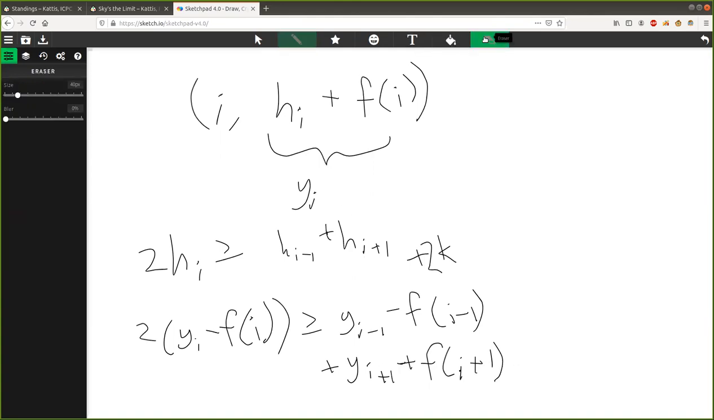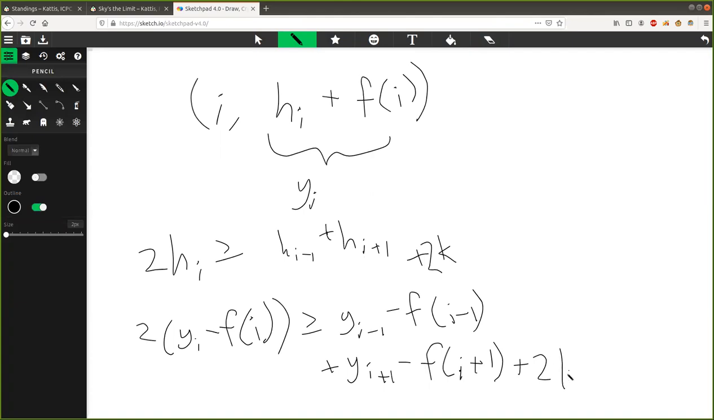That should be minus. Okay. So we have this equation that we want. However, we want the condition to hold for yi, so we can actually ignore those. Or we have a 2 here. So we actually have a recurrence for f.